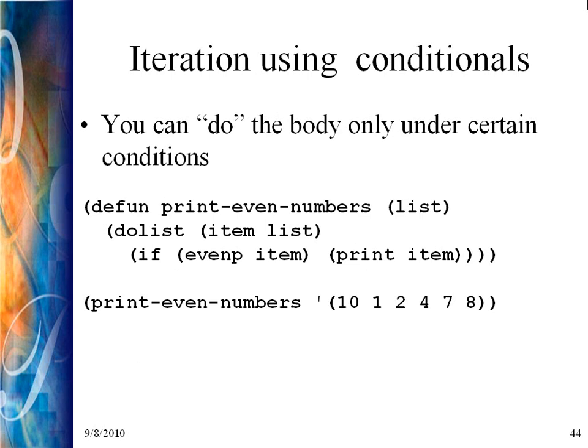Here's just another example where you are using conditionals to do something with the item or not, depending on, in this case, whether it's even. So it's going to print 10, 2, 4, and 8, but it won't print 1 and 7.